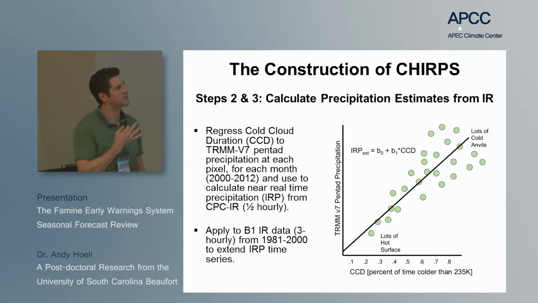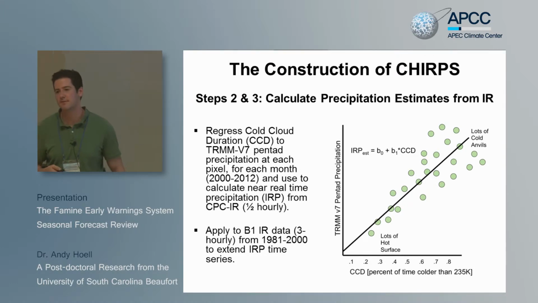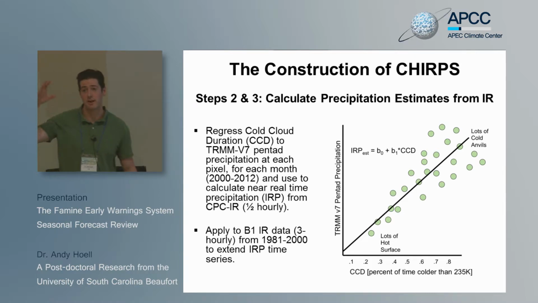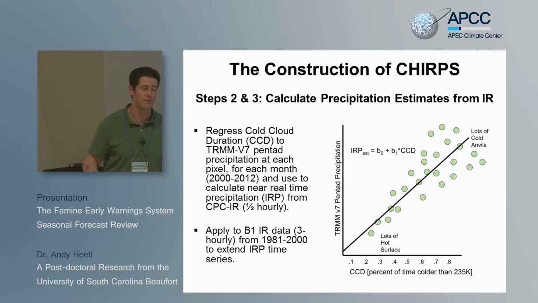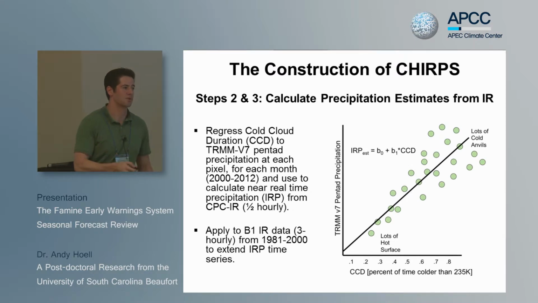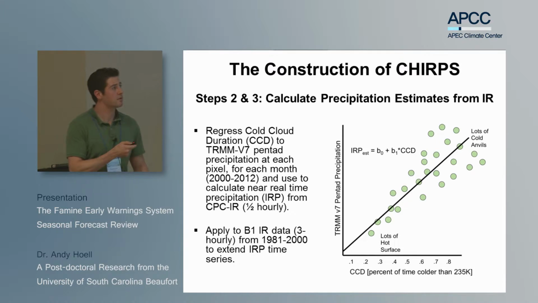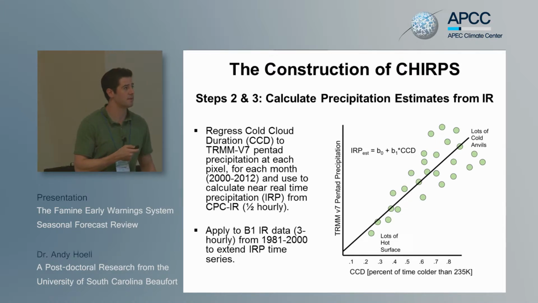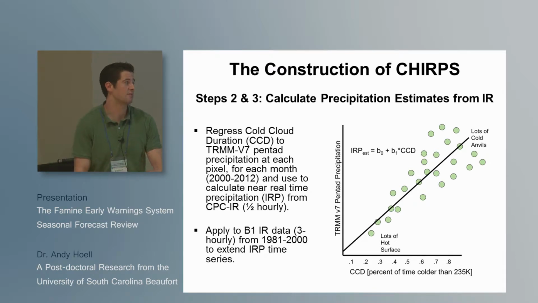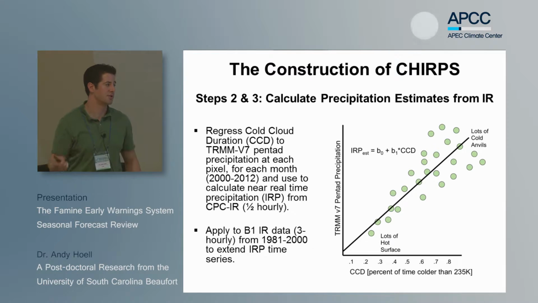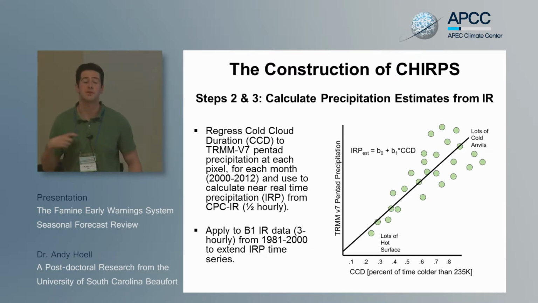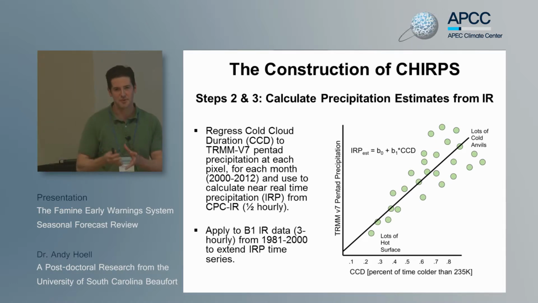And then for steps 2 and 3, we calculate precipitation estimates from infrared radiation. The principle here is that if you have a taller cloud, you have a colder cloud, and if you have a colder cloud, you get more rainfall associated with that. That's basically what we're showing here. This is just a linear regression onto the infrared time series. So you regress cold cloud duration, CCD, to TRMM V7 pentad precipitation at each pixel for each month, and you calculate near real-time precipitation from the CPC, that's the Climate Prediction Center, infrared radiation, available at 1/2 hourly. And then you apply that IR data to 1981 to 2000 to extend the IRP, the infrared precipitation product time series.